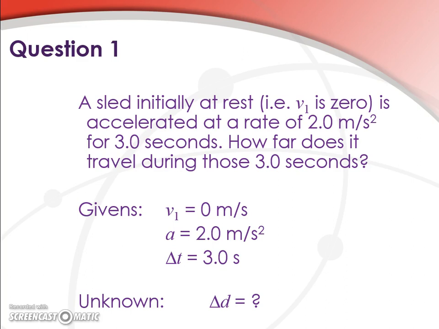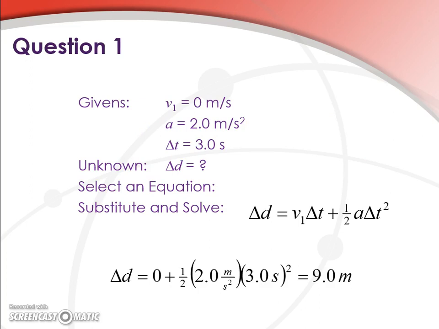So, our givens, v1 of 0, acceleration of 2 meters per second squared, and our time interval of 3 seconds. Our unknown is how far it travels. So we can go back to our formula sheet, find the appropriate formula, and it's the one that we derived earlier, of course.